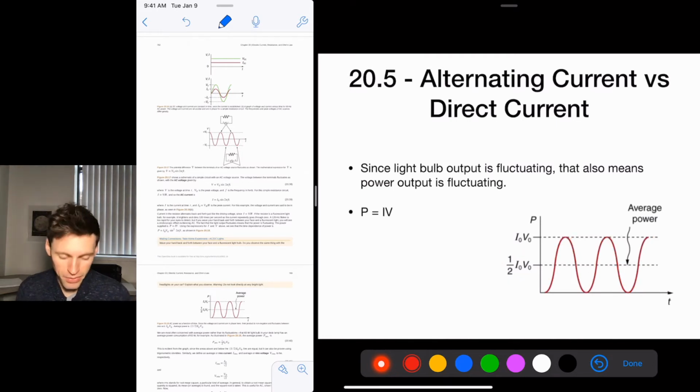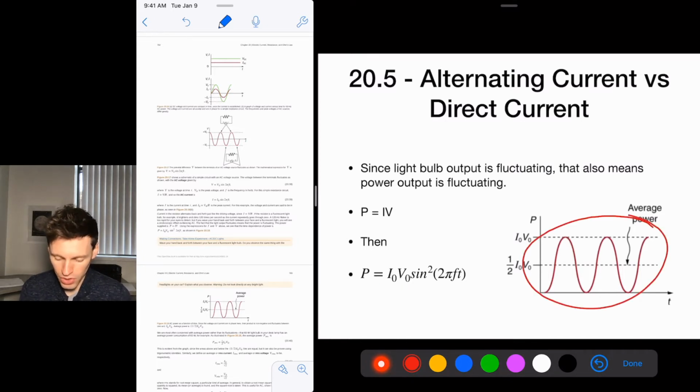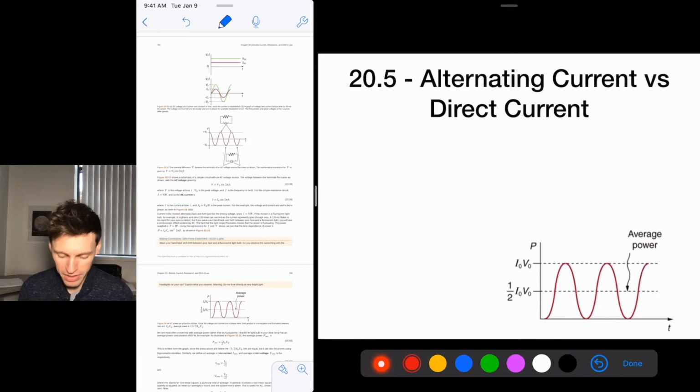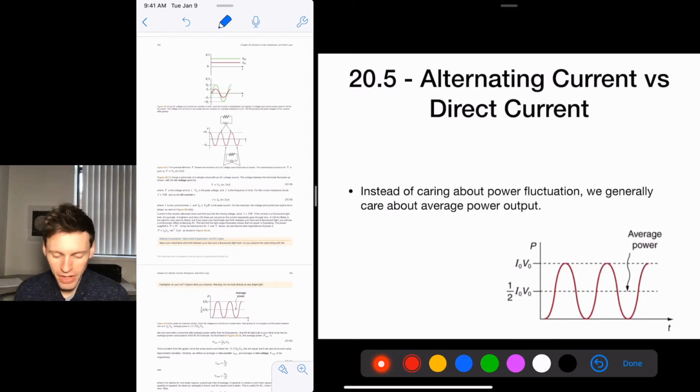So P equals IV, current times voltage. If I just multiply those two sine waves together, I get I0 V0 sine squared 2 pi ft, and that gives me this function. Notice it goes from 0 to a maximum value. It's not actually from minus, because you can't have negative power. You're always putting out power even if the voltage is going plus and minus. So instead of caring about power fluctuation, we generally care about the average power output.